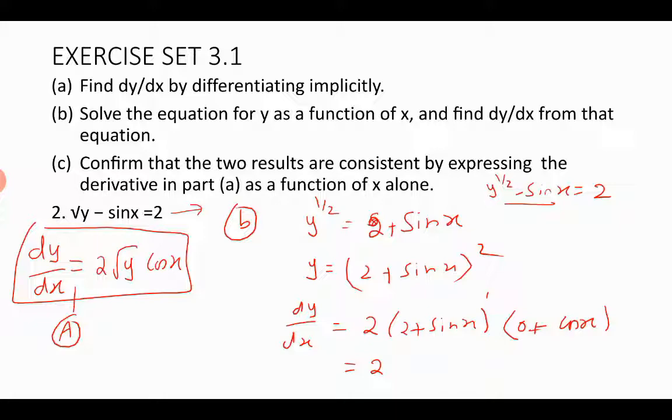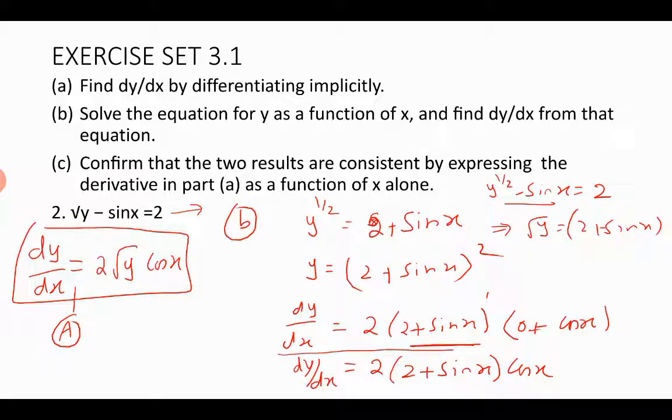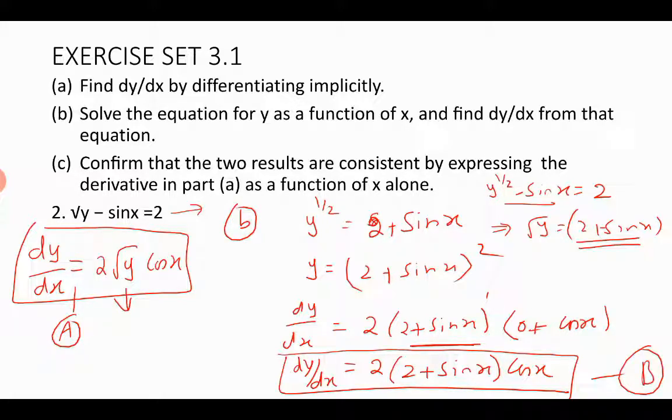this term is root y, isn't it? So root y is equal to 2 plus sin x. So this is 2 times (2 plus sin x) into cosine x. This is actually dy by dx in case b. You know equations a and b are same. When you replace root y by this formula, 2 plus sin x, substituting the root y value here, this is 2 times (2 plus sin x) times cosine x. So a and b are same. The results obtained by method a and b are same. So we got it. That's it.